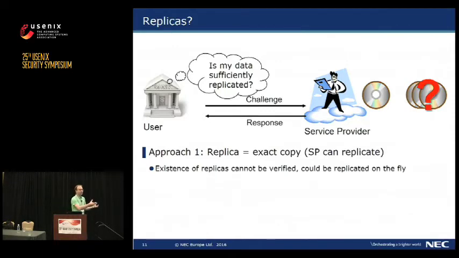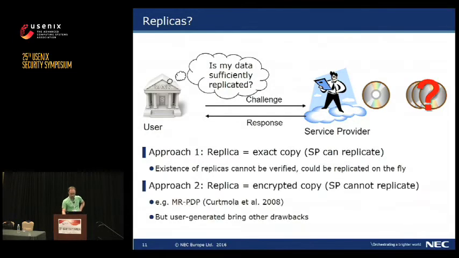Like if the replicas are just exact copies of the original file, this is difficult or not possible, because it doesn't prove the existence. So if I query now the multiple replicas, because they are all the same, the service provider can answer them all just by having the original file. So this approach will not work.